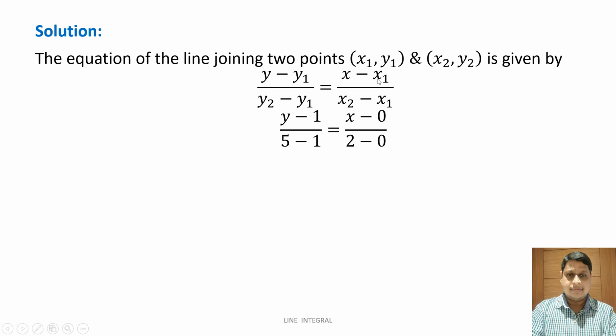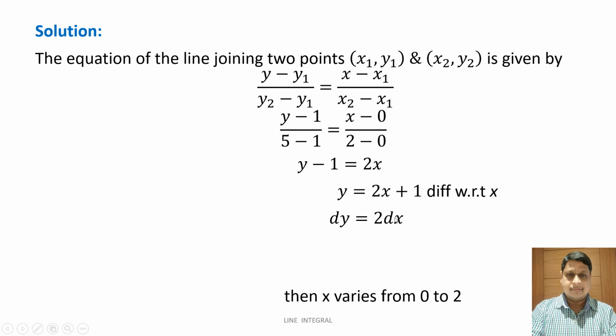So we take the given points as x1, y1 and x2, y2. y minus 1 by 5 minus 1 is equal to x minus 0 by 2 minus 0. Then it is y minus 1 by 4 is equal to x by 2. 2 1s are 2, 2 2s are 4, cross multiply: y minus 1 is equal to 2x. Y is equal to 2x plus 1. Differentiate with respect to x: dy by dx equals 2, cross multiply dx, then dy is equal to 2 into dx.